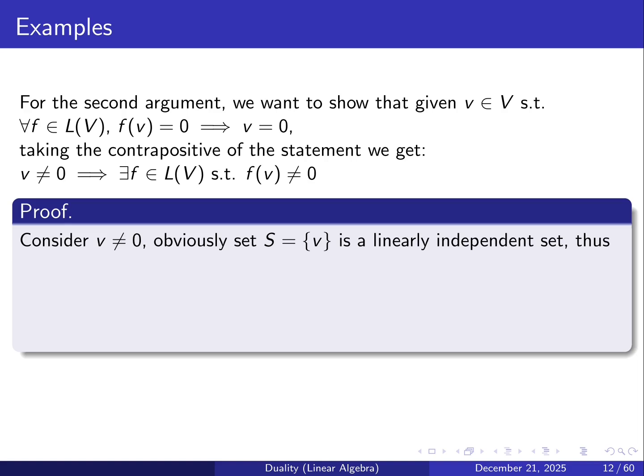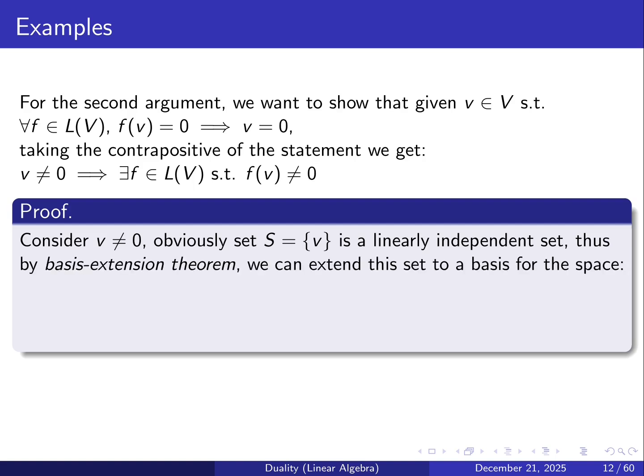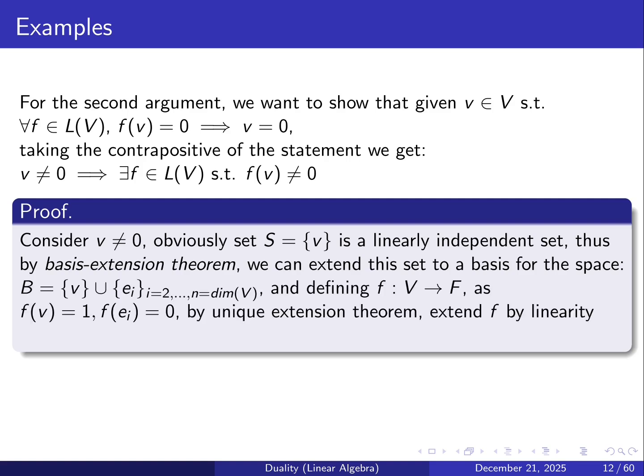Consider v is non-zero. Obviously, then the set with only v is a linearly independent set. Thus, by the basis extension theorem, we can extend this set to be a basis for the whole space V, and define f at v to be equal to 1 and f at the other basis vectors as 0. By the unique extension theorem, we can extend f by linearity, and by definition, f at v is equal to 1, which is not 0, thus such a map exists, and we are done.